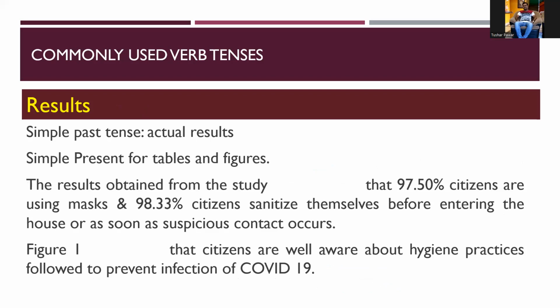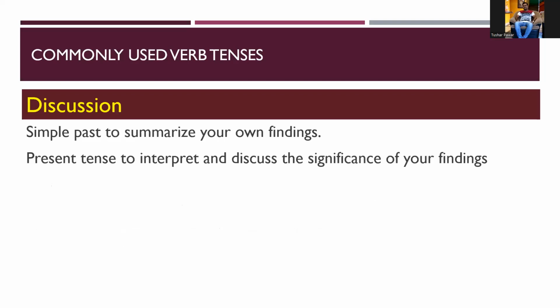So the result obtained from the study showed that 97.50% civilians are so and so. Figure 1 shows that. Figure 1 is visible to you now, isn't it? It is not in the past. So figure 1 shows that. So simple past tense for actual results, and for figures and tables use simple present.